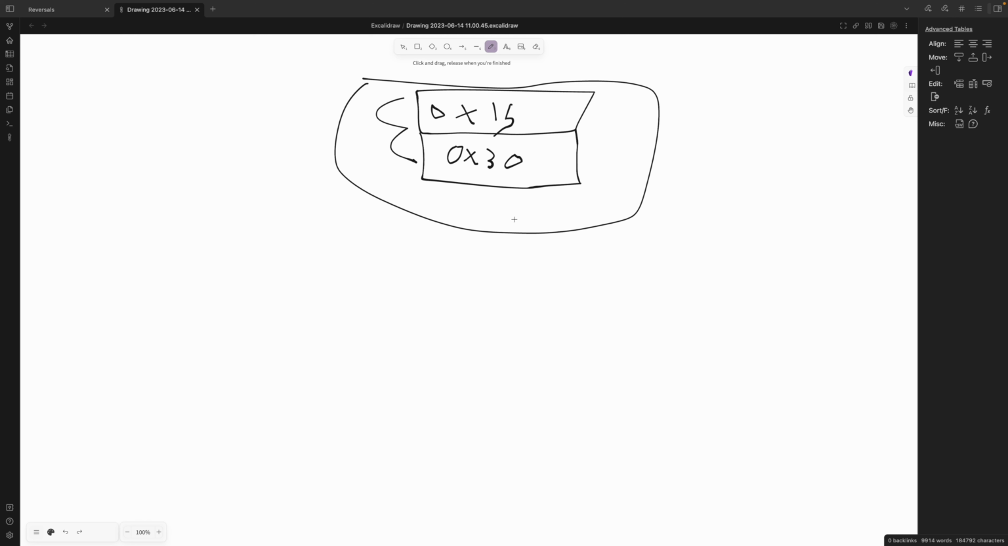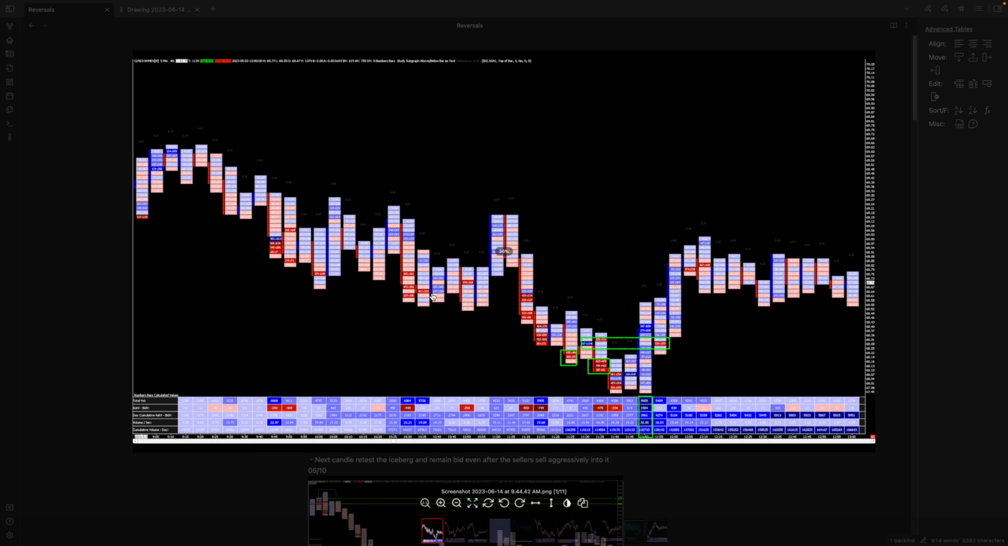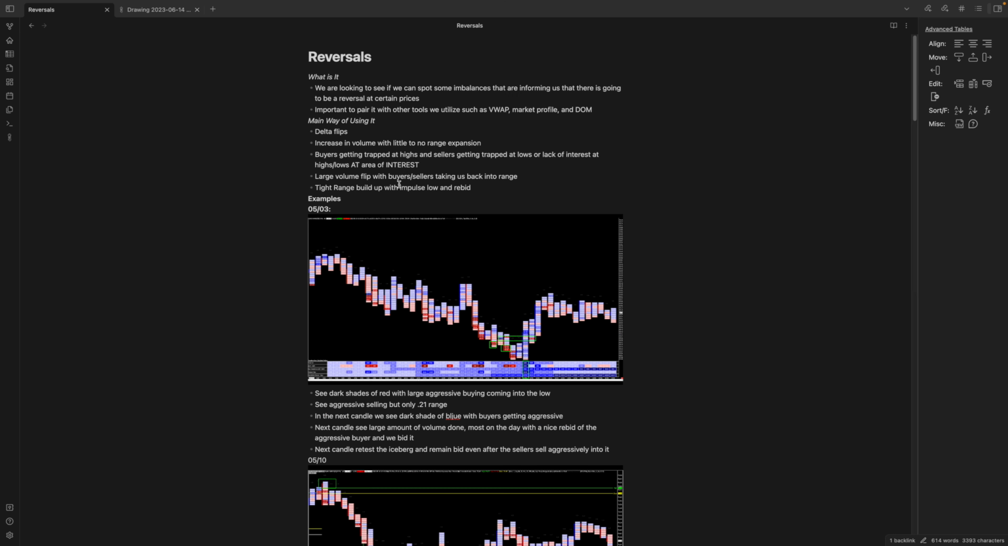And then if we were to flip it at the lows, $50 x0, 20 x0, exhaustion at the lows. So that's what I mean by that. Next up is large volume flip with buyers taking us back into range.